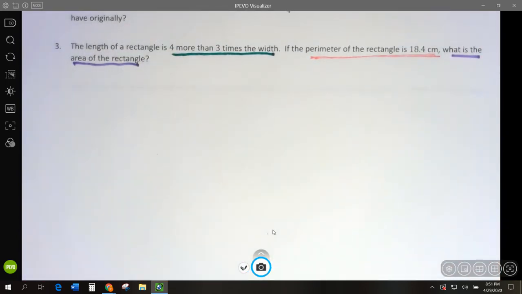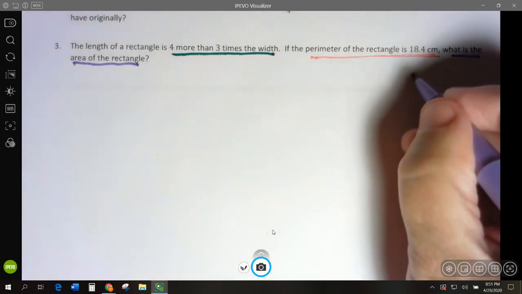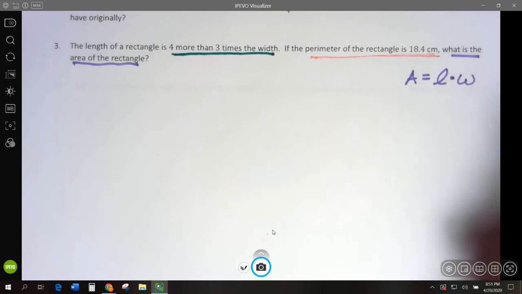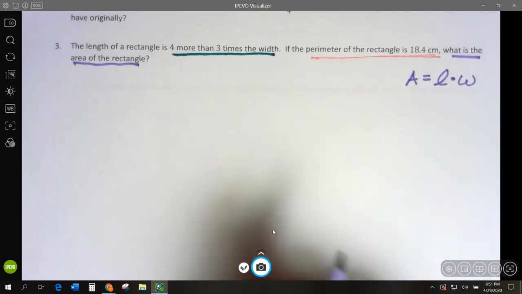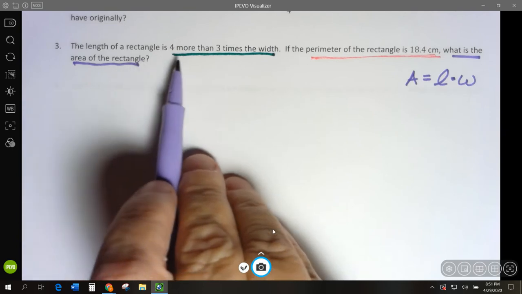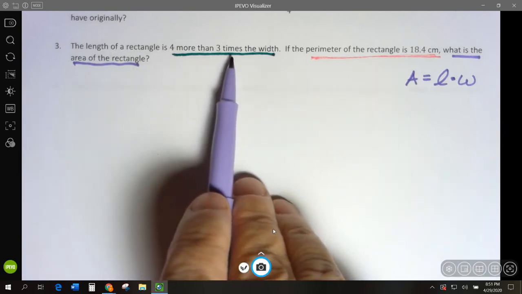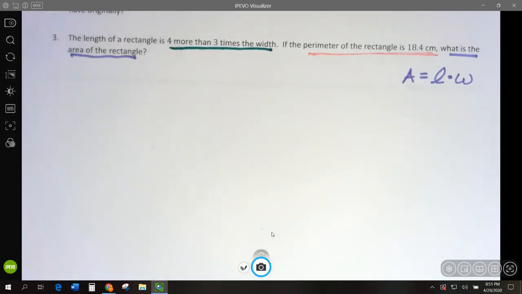Oh boy. To get area, remember, area is a length times the width. Okay? So we need to figure out our length times the width. They talk about this here. In fact, they tell us the length is 4 more than 3 times the width. Okay, that's fine and dandy, but what do I know about that?